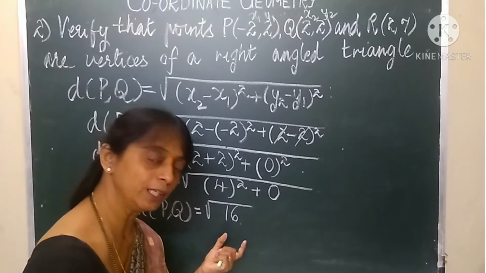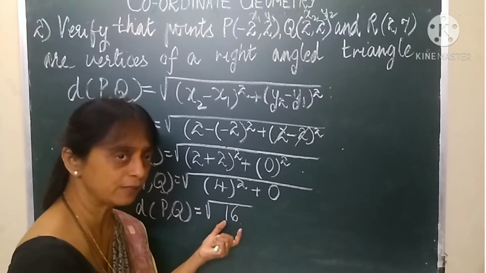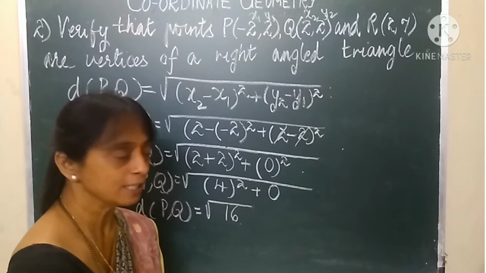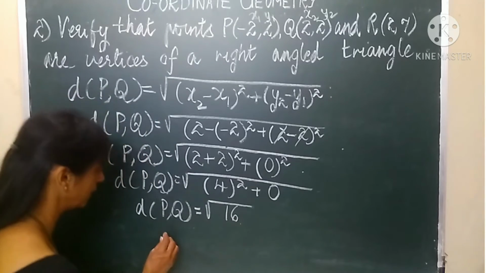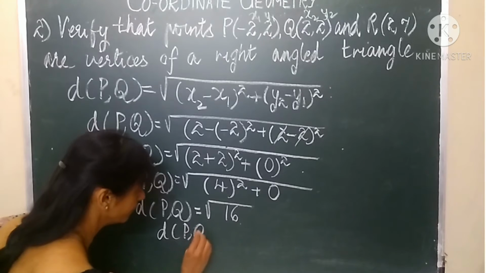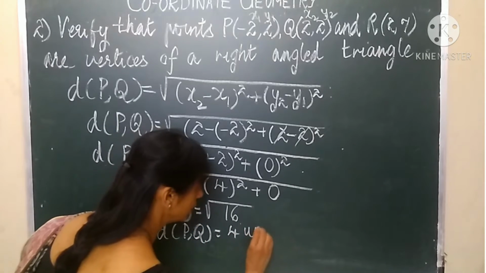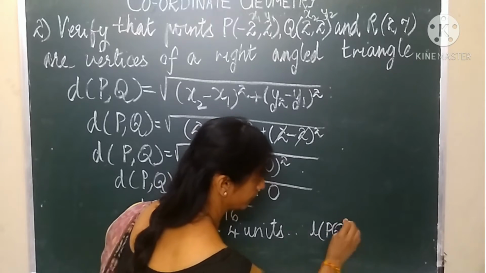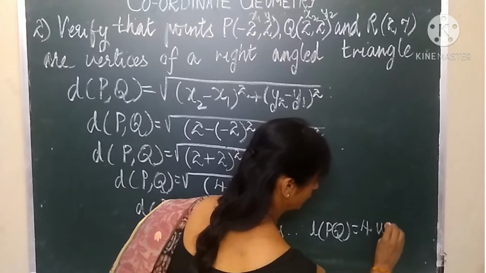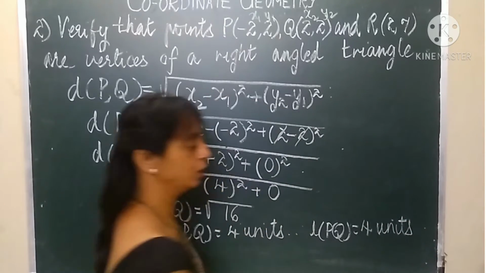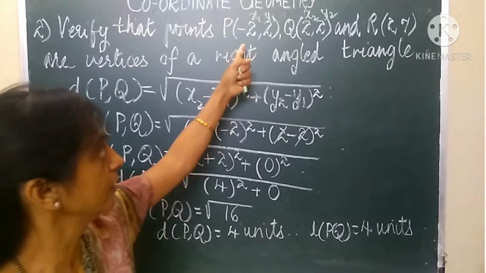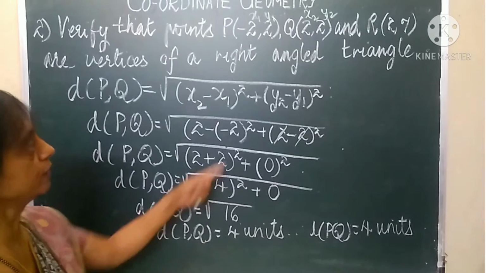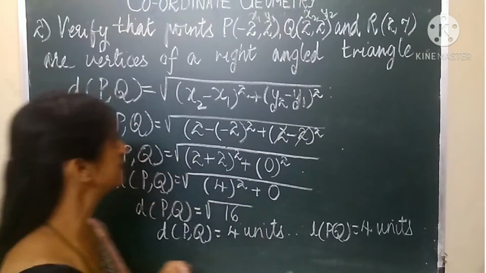So here again we take only the positive value of root 16, that is plus 4. Discard the negative value, that is minus 4, as we are calculating distance. So we'll have to choose only the positive value. So distance PQ is equal to 4 units, or you can say therefore length PQ is equal to 4 units. So we are done with finding the distance PQ, that is length PQ is equal to 4 units.